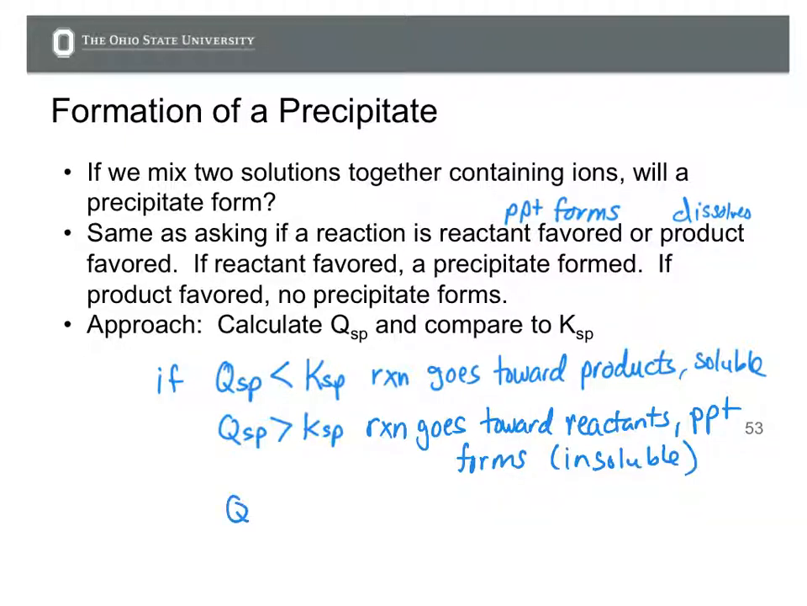And if Q is equal to KSP, the reaction is at equilibrium. Okay. So again, same rules comparing Q to K as we saw in chapter 15.